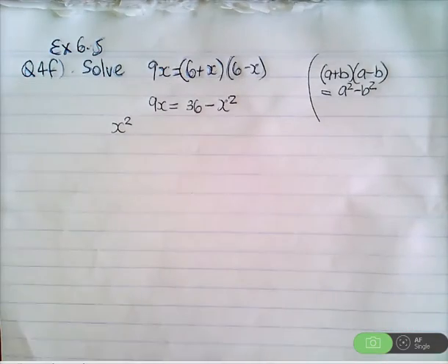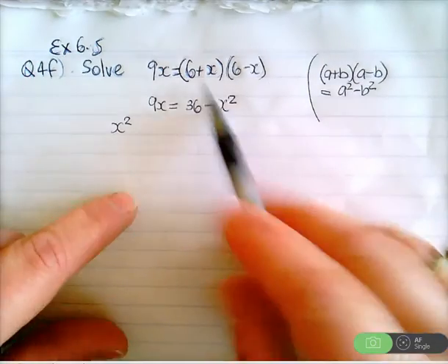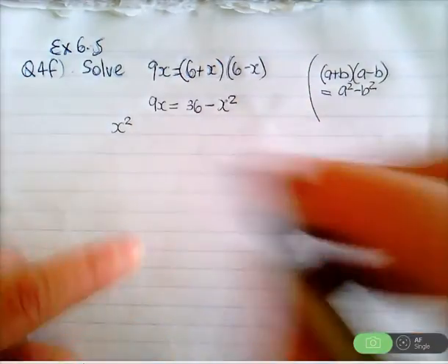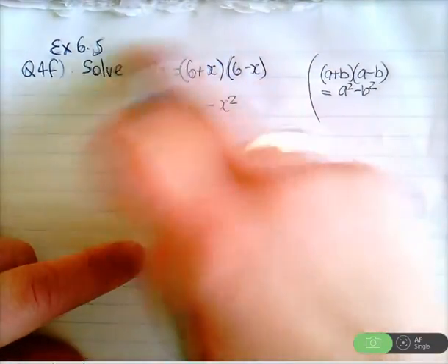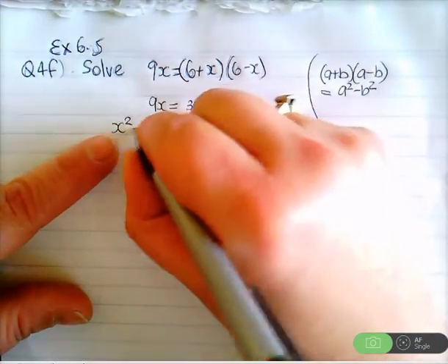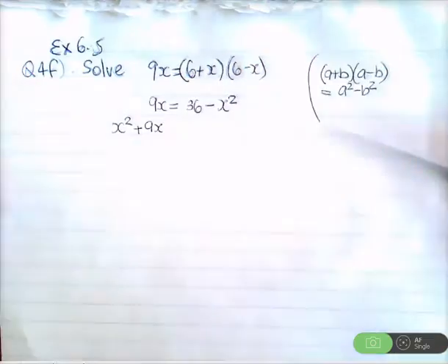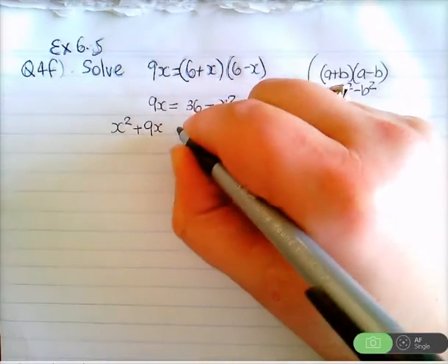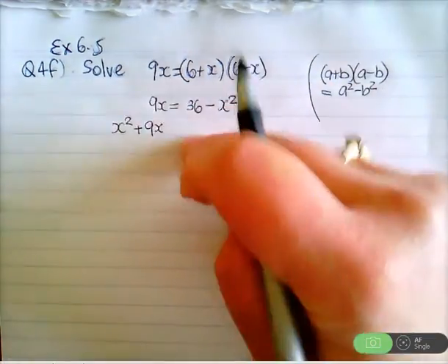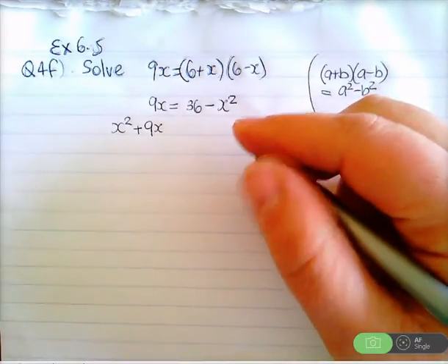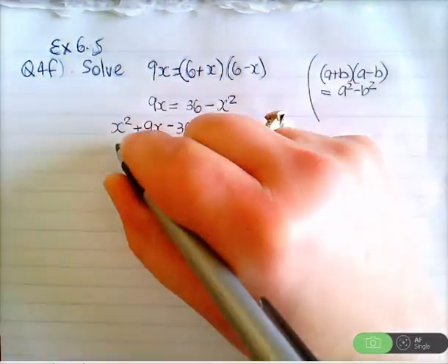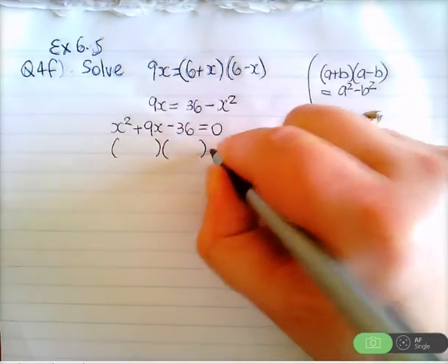We want to take everything over to the left-hand side because we need to make that x squared term positive. The coefficient of the x squared needs to be positive. So I'm going to take the x squared over, it becomes positive x squared. I'll keep the 9x here on the left, and I'll bring the 36 over, which will be what? Plus or minus 36. I'm taking everything to the left. What's the 36 going to become? Minus 36 equals 0.